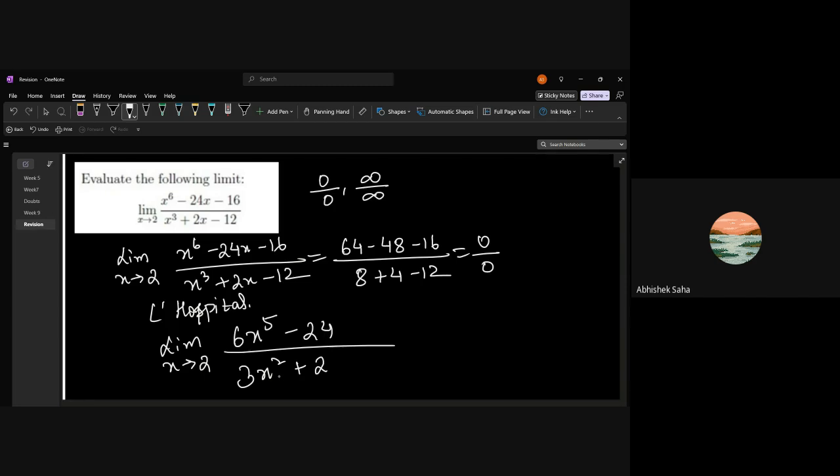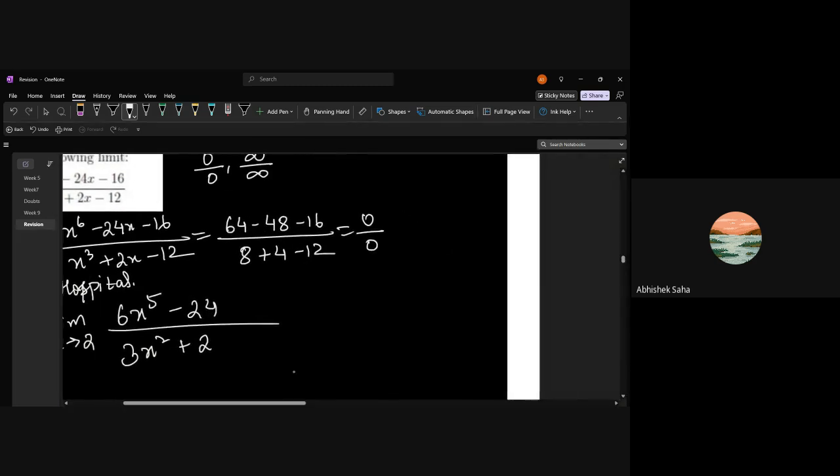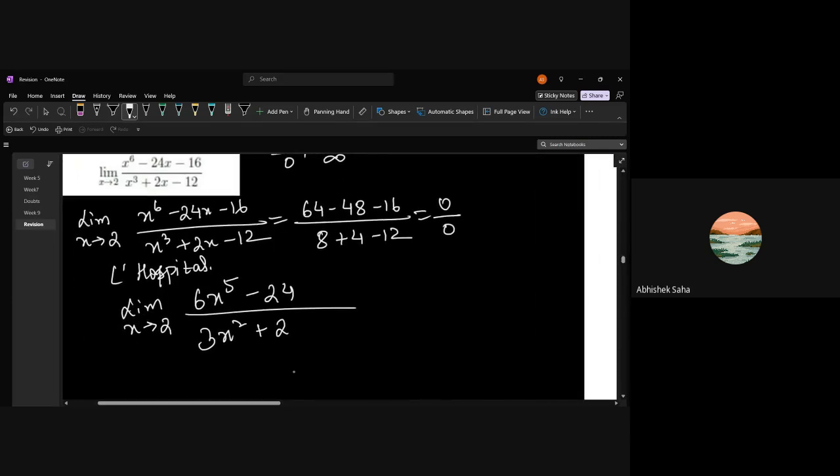So if you put x equal to 2, the numerator is not coming out to be 0, right? Now it is not the 0 by 0 form. Now you can directly put x equal to 2 in the function, and you will get the answer.